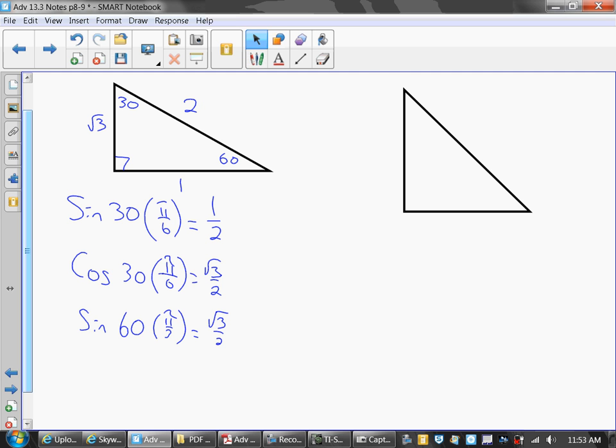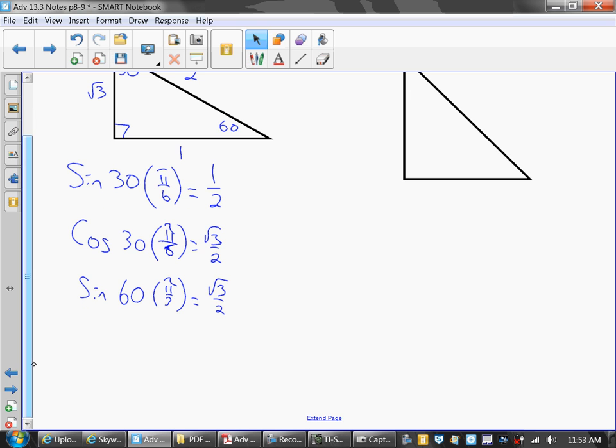Isabella? These are radians. These are degrees. Radians and degrees, they mean the same. They have the same sine, cosine values. That's a pi over 6. Don't worry. And then the cosine of 60, which is the same thing as pi over 3, is 1 over 2.